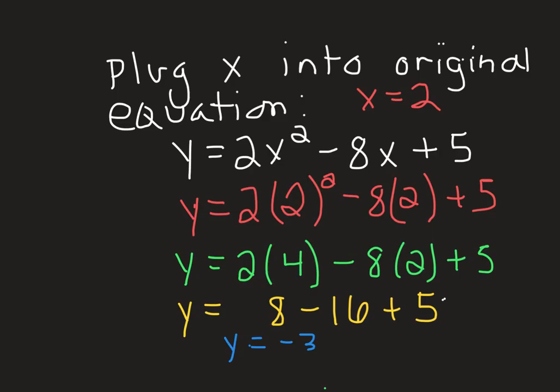In step 3, plug x into the original equation. If x is equal to 2, y is equal to 2x squared minus 8x plus 5. Where you see x, you plug in 2. Y is equal to 2 times 2 squared minus 8 times 2 plus 5. When you simplify that, it comes out to y equals 2 times 4 minus 8 times 2 plus 5. Y is equal to 8 minus 16 plus 5, which gives you an answer of y is equal to negative 3.